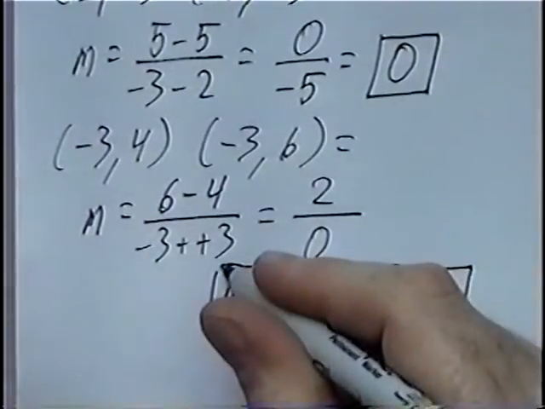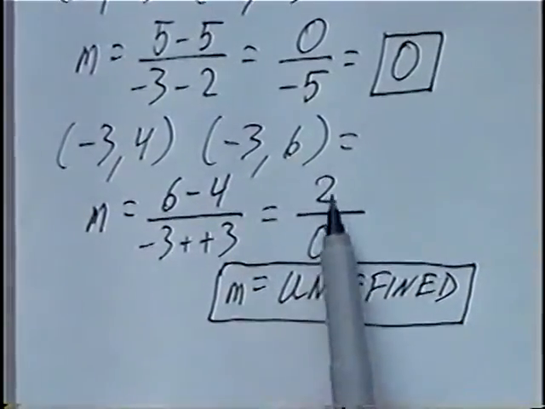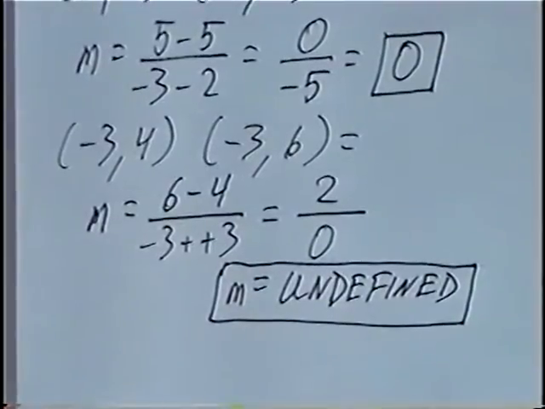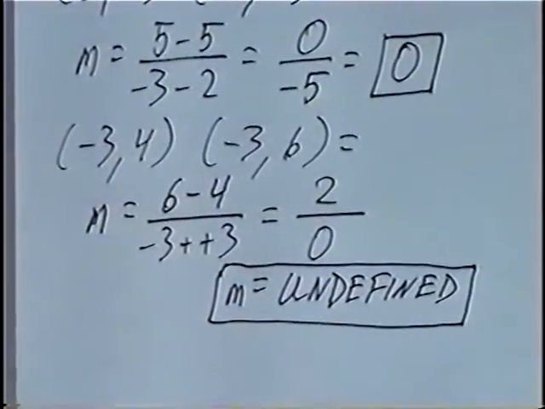Undefined again means you have a 0 run or any number divided by 0. It also means the line is a vertical line or straight up and down.